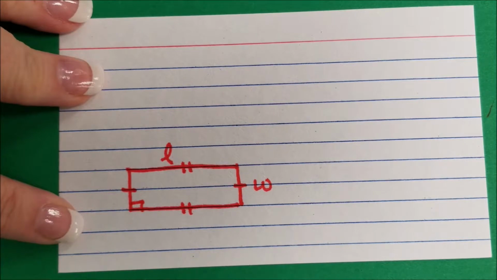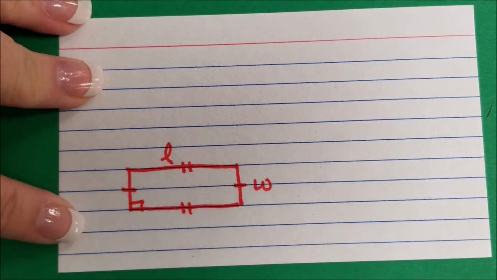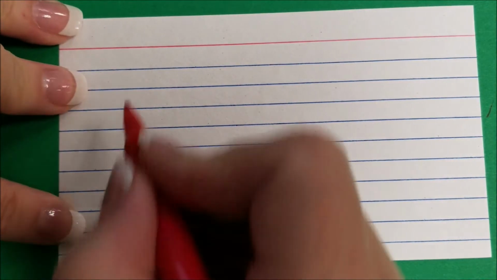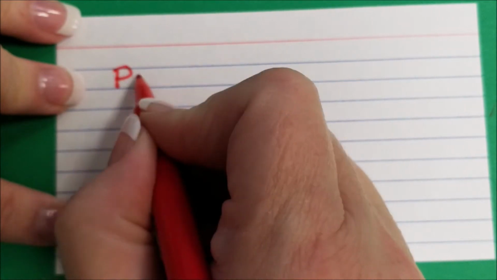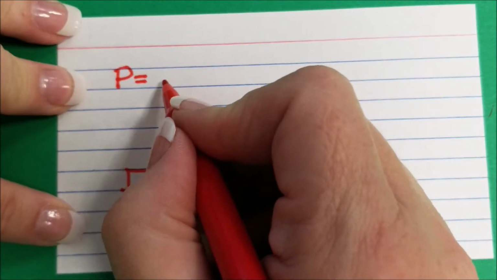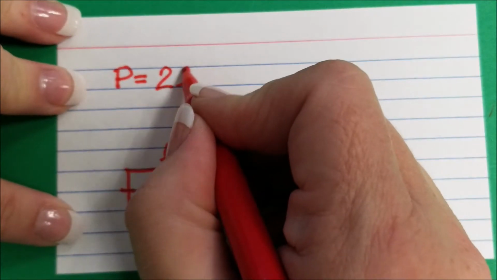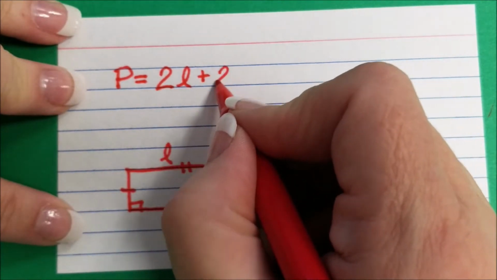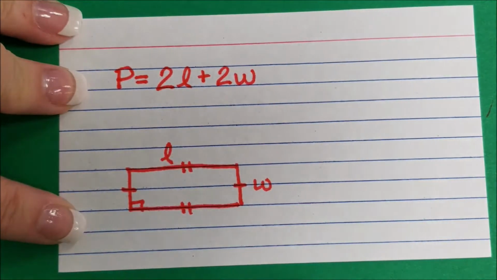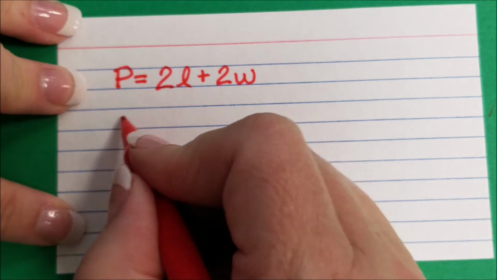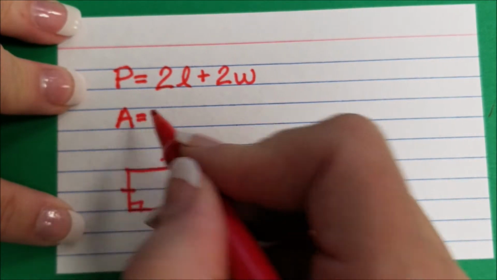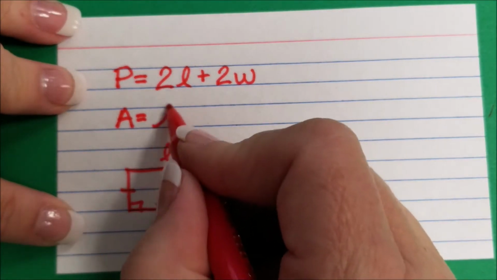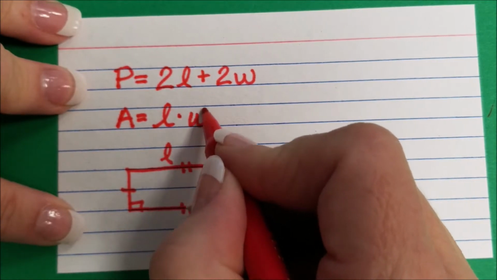So we've had a rectangle drawn here. So the perimeter, we're going to abbreviate that as P, is going to be 2 times the length plus 2 times the width. The area is going to be the length times the width.